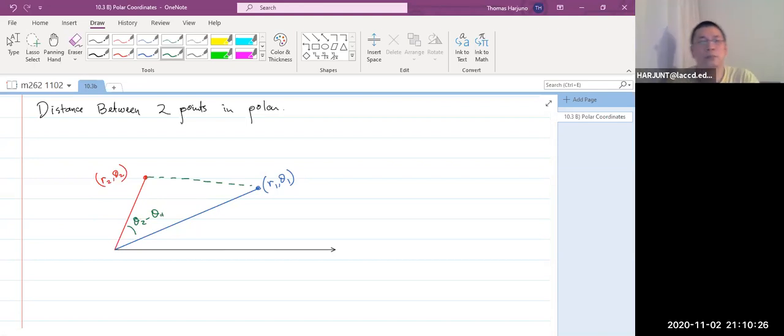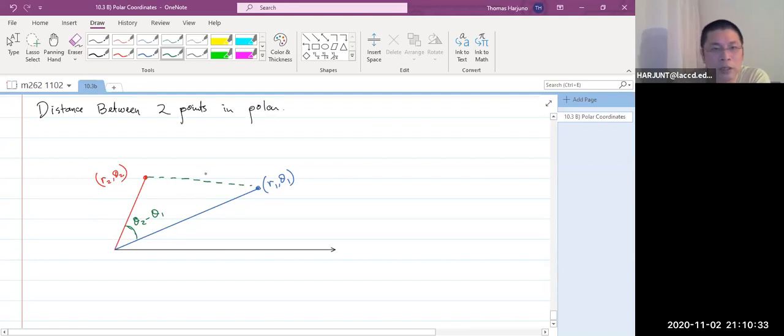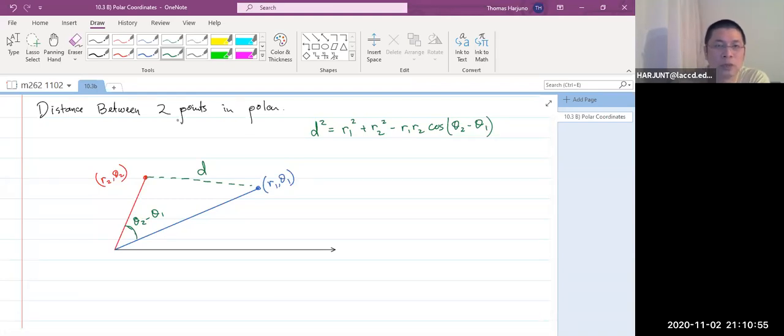The angle here is theta 2 minus theta 1. Now then the distance squared equals r1 squared plus r2 squared minus r1 r2 cosine of theta 2 minus theta 1, the cosine of the included angle. Okay, use law of cosine.